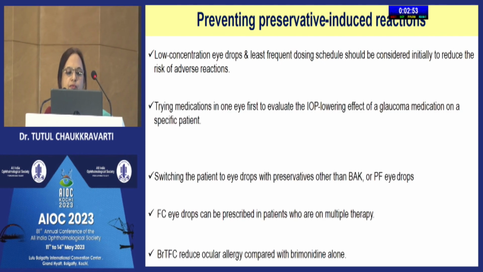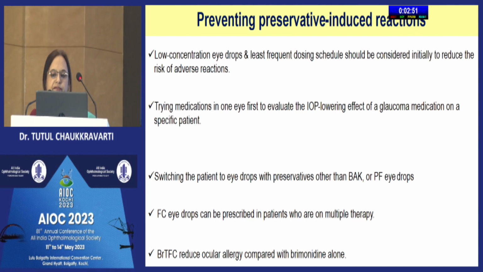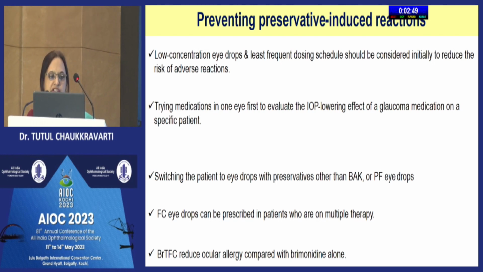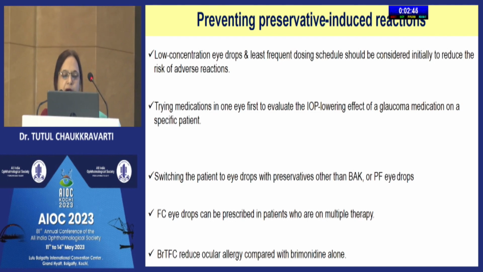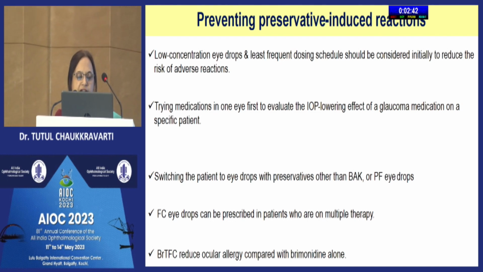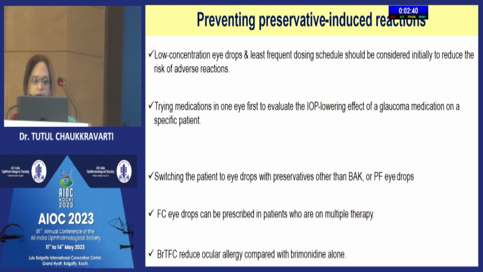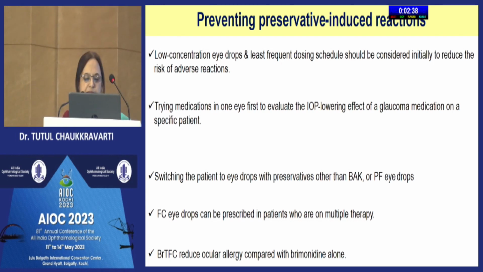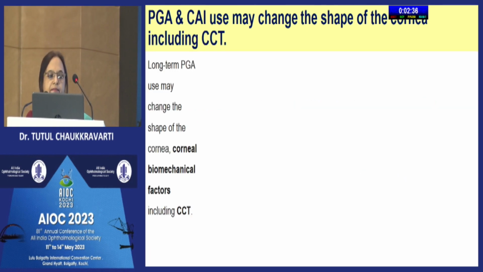Try the medication in one eye first to evaluate the IOP lowering effect of a glaucoma medication on a specific patient. Switch the patient to eye drops with a preservative other than BAC, or to preservative-free eye drops. Fixed dose eye drops can be prescribed in patients who are on multiple therapy.